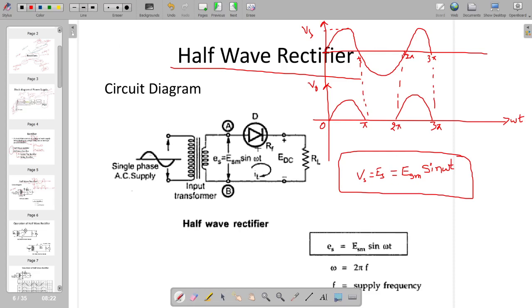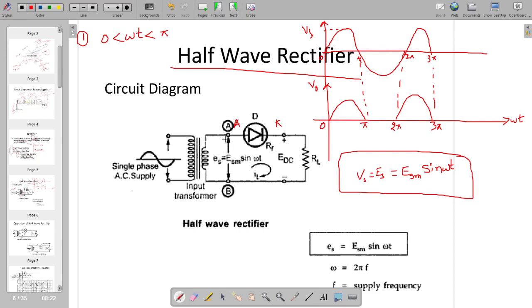So here it is. During the positive half cycle of the input, the diode acts as a short circuit because it is operating under forward bias. From 0 to pi, for understanding purposes, I'm writing in a step manner. In case 1, 0 less than omega t less than pi.